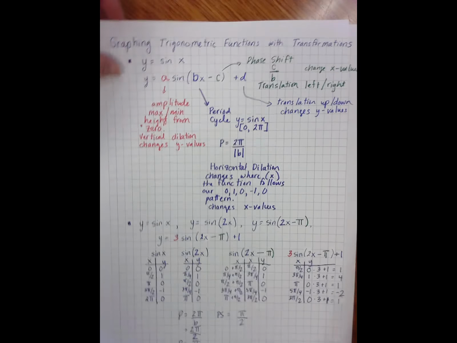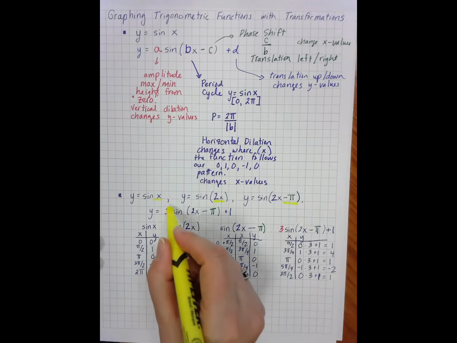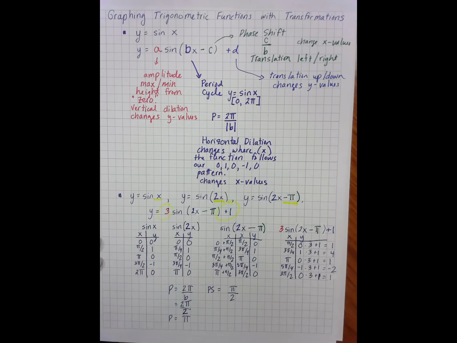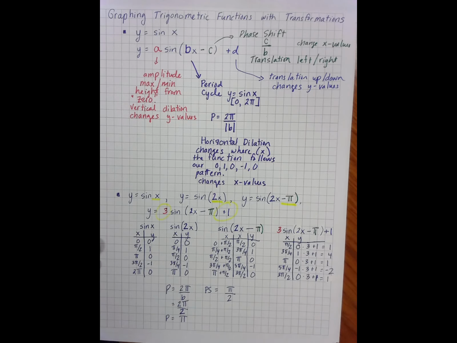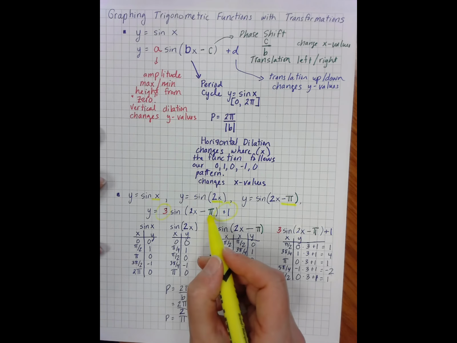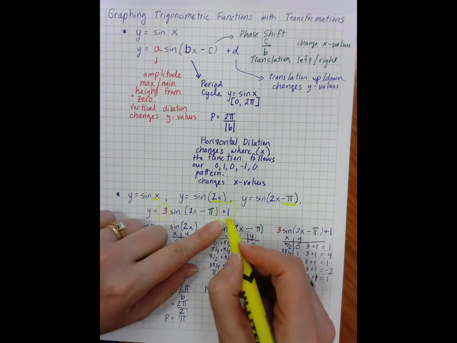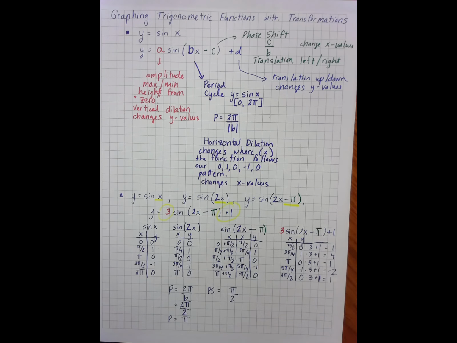Now, the reason why I did this in this order, where I started with x, then the 2x, then the minus pi, then the 3, and the 1, is because that's what you're going to do whenever you get a function. So if you get a function where y equals negative 4 sine, parentheses 3x minus 2 pi, parentheses plus 4, you're going to have to start with whatever you're multiplying your x by, then whatever you're adding or subtracting to that x value, then whatever you're doing for your amplitude, and then whatever you're doing for your up-down translation. That is the order in which you perform the changes in the table.